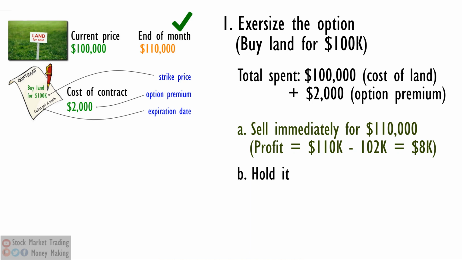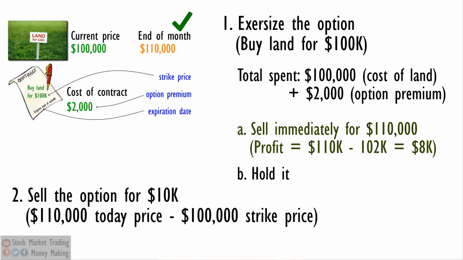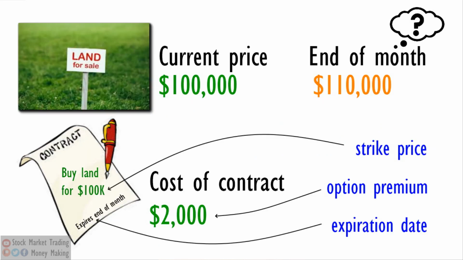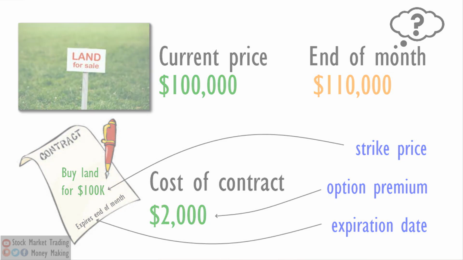Second thing you can do is to simply sell your option for $10,000. Your option will be worth $10,000 because it's the difference between today's price and the option strike price. In both cases, you will be up $8,000. So basically you've invested $2,000 and you've made $8,000 on your investment. That's a 400% return. To summarize this example, you're buying an option to buy the land at a certain price.